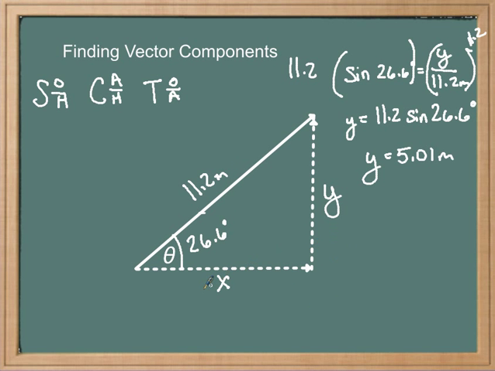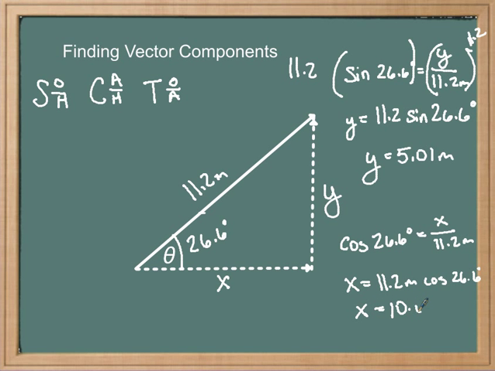On the same note, when we find out my x value, because it's the adjacent side, we say that cosine of 26.6 degrees is equal to x divided by 11.2 meters. X is equal to 11.2 meters times the cosine of 26.6 degrees. So x in this case is equal to 10.01 meters. And by finding these components, we can actually find a lot about how we add vectors together, and how we use that addition to determine the true motion of a given object.